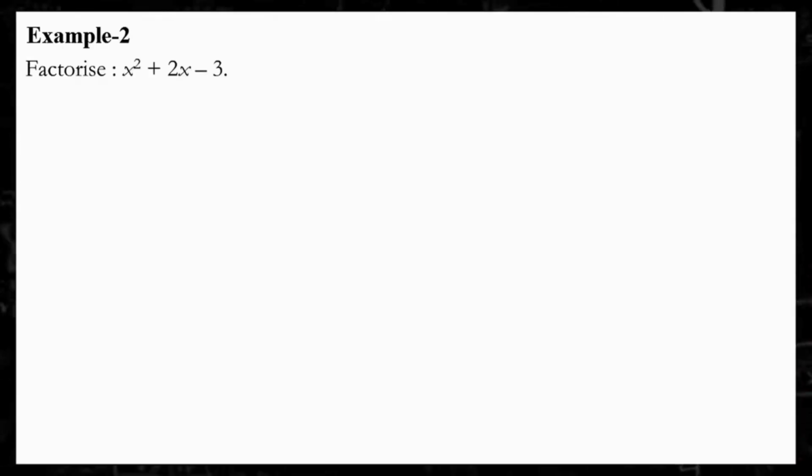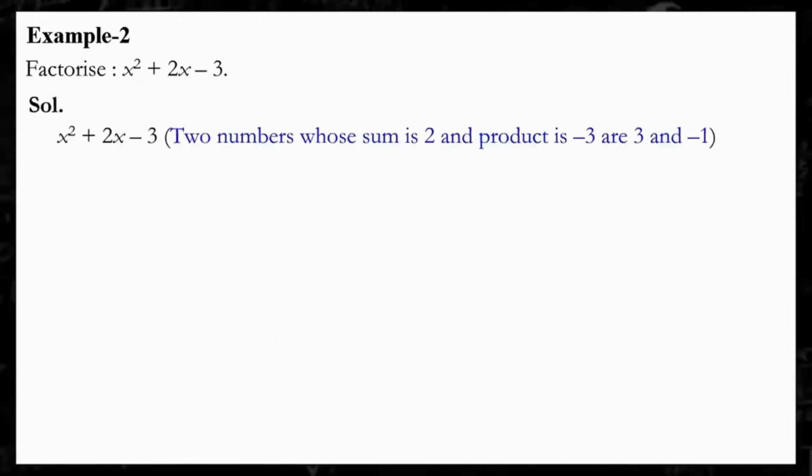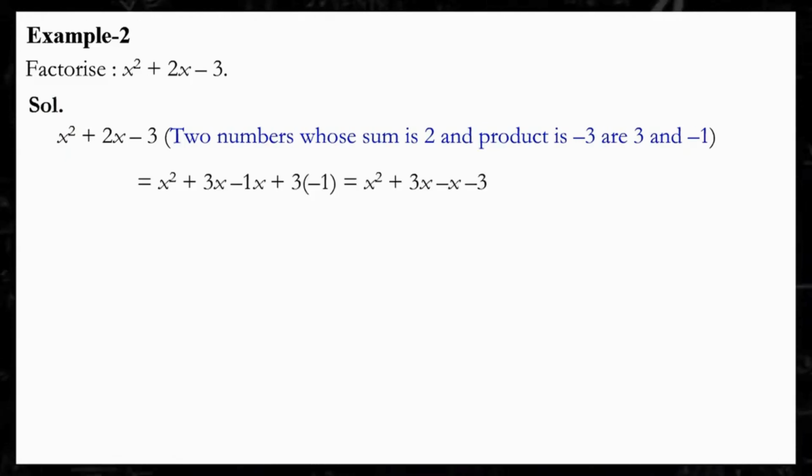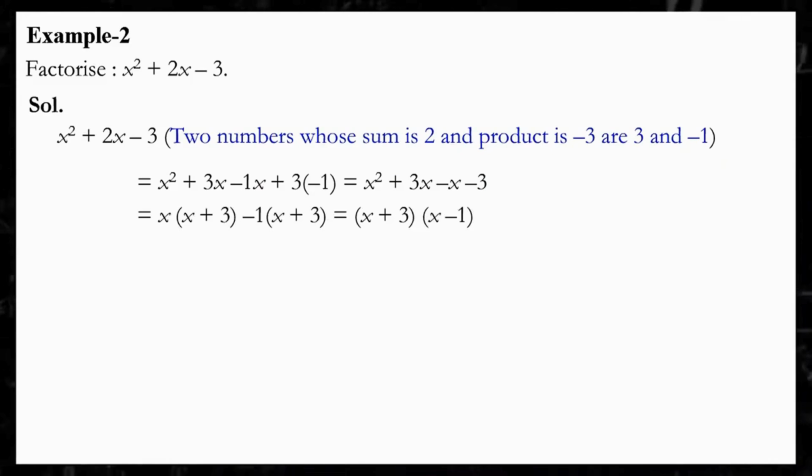Example 2. Factorize x square plus 2x minus 3. Solution. x square plus 2x minus 3. Two numbers whose sum is 2 and product is minus 3 are 3 and minus 1, which is equal to x square plus 3x minus 1x plus 3 into (minus 1), which is equal to x square plus 3x minus x minus 3, which is equal to x into (x plus 3) minus 1 into (x plus 3), which is equal to (x plus 3) into (x minus 1).